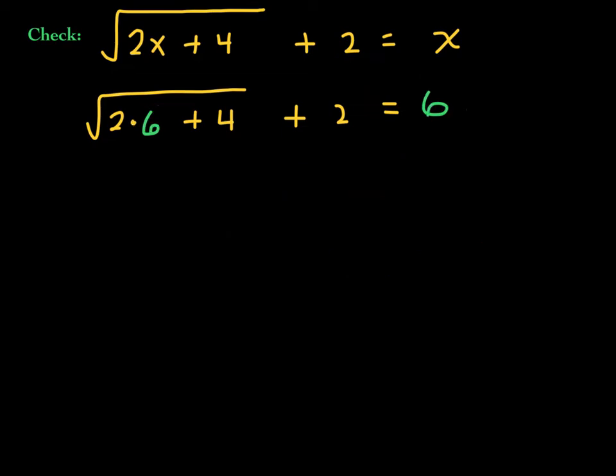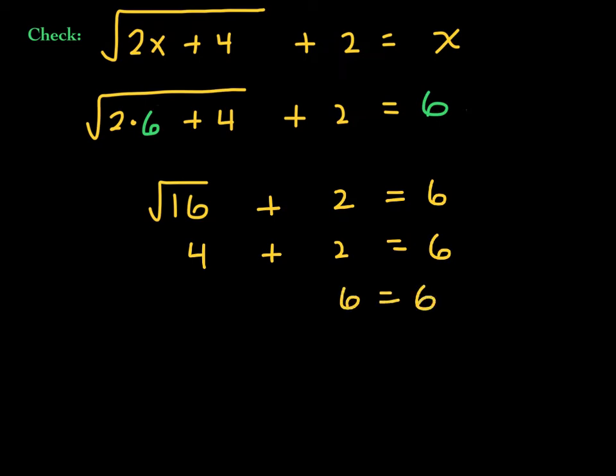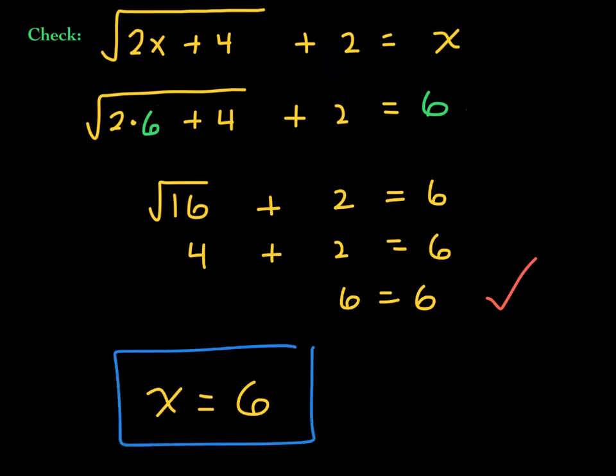Okay, I've plugged in a 6. That gives me the square root of 16, because 2 times 6 is 12, plus 4 is 16. So the square root of 16 and then plus 2 more is supposedly 6. The square root of 16 is 4, so 4 plus 2 is 6. That is true, right? That is true. So then my one and only solution is x equal to positive 6.